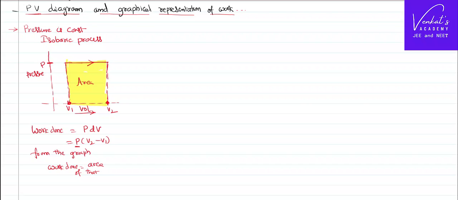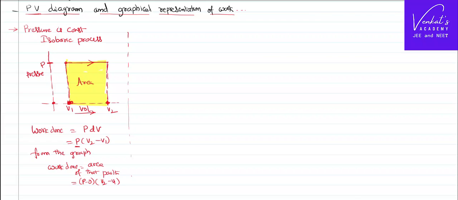If you find that area, this area is length into breadth. Length is varying from 0 to P and breadth is changing from V1 to V2. If you write whatever values are available in the graph, you will get the value of the work done from the graph also. That is when the pressure is kept constant.